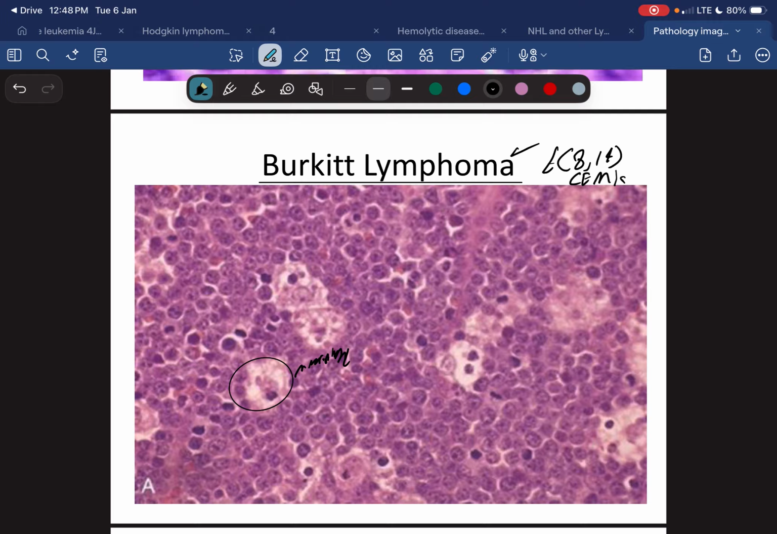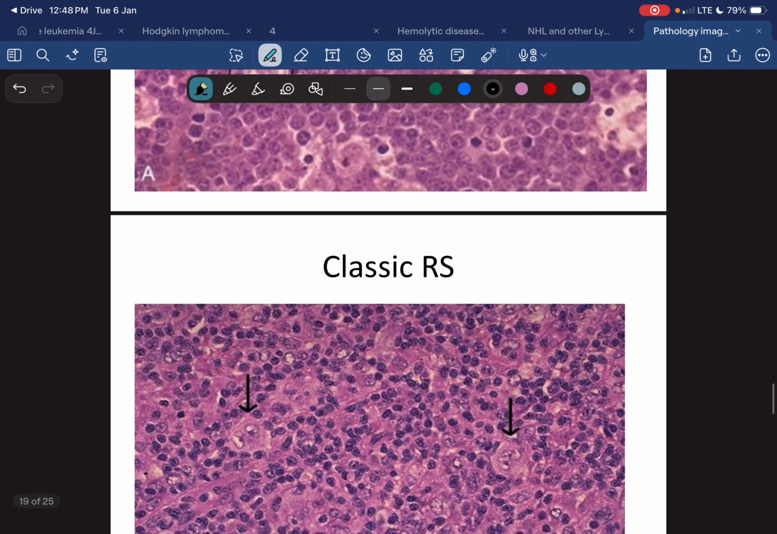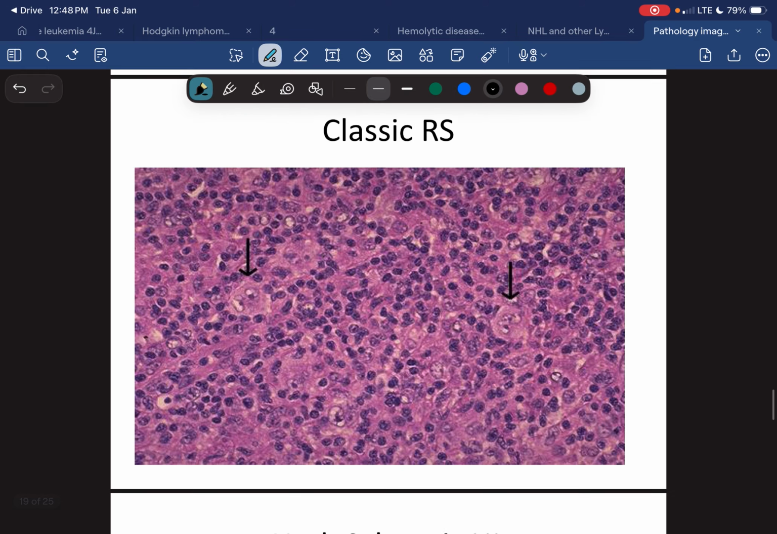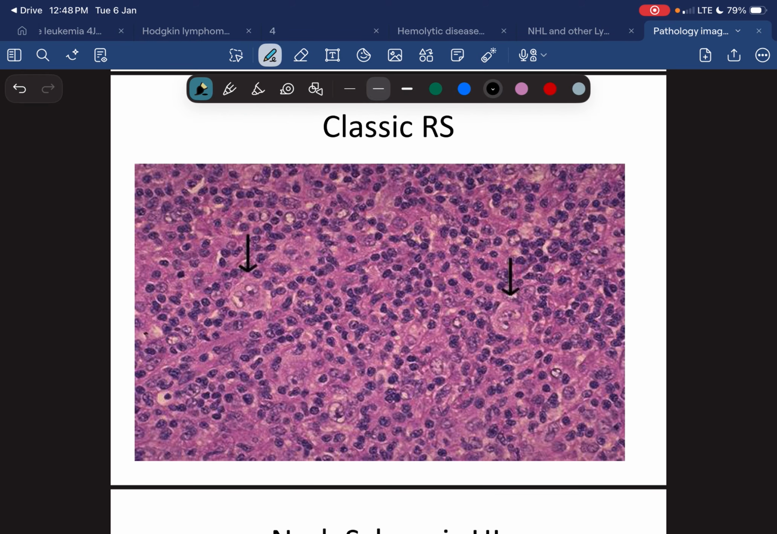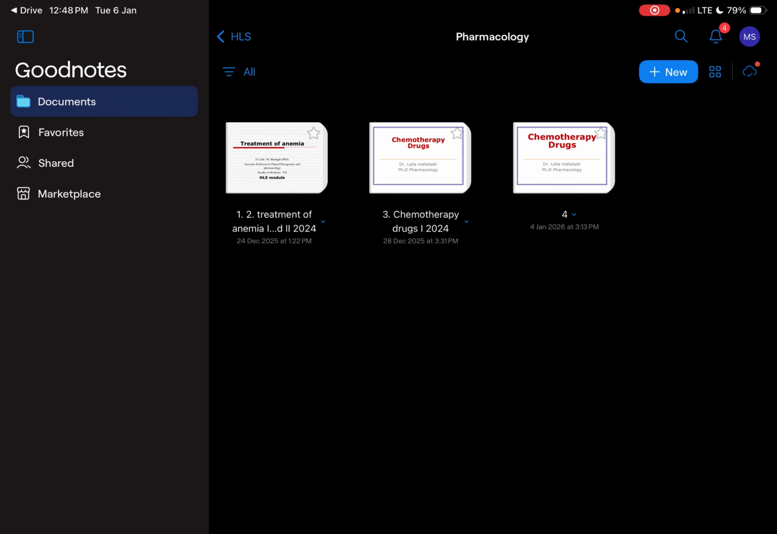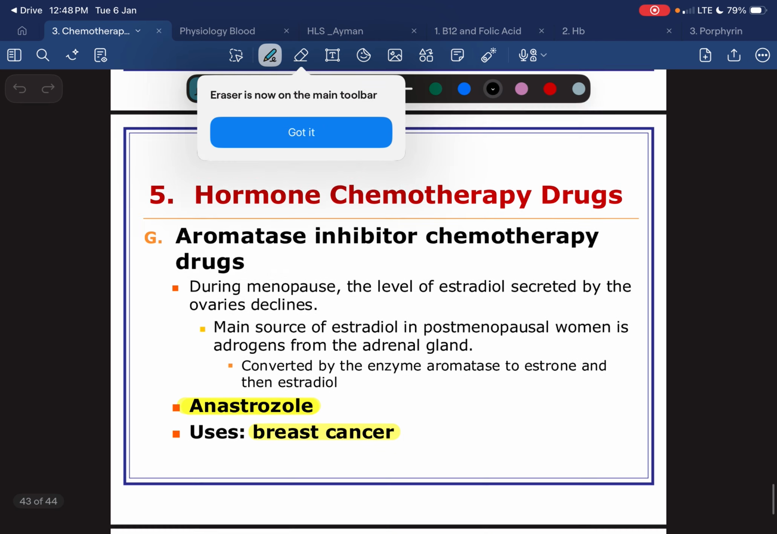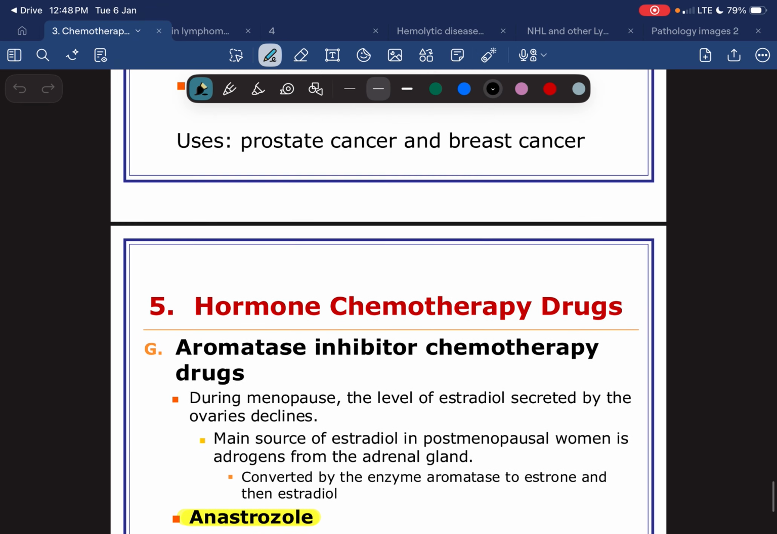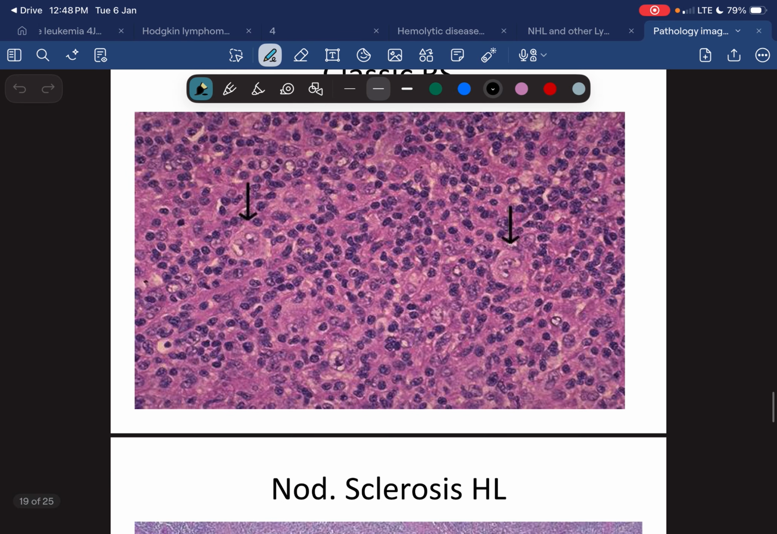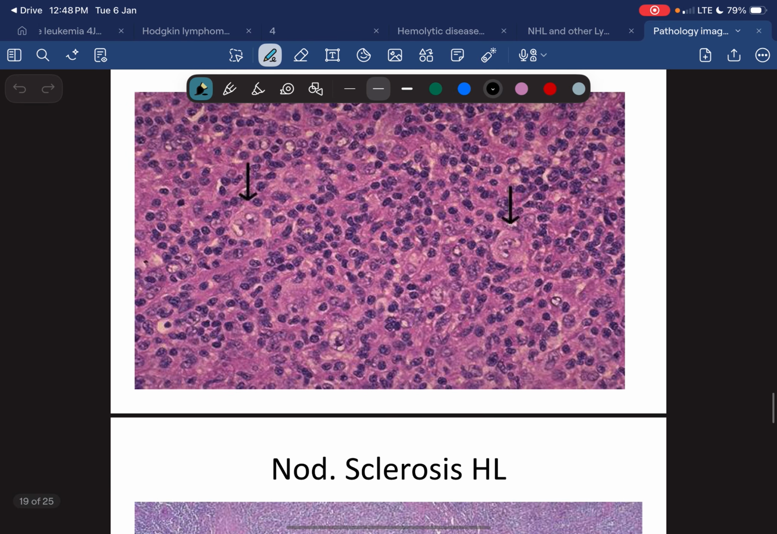Hodgkin lymphoma characterized by the presence of RS cells in 4 types. In the classical subtypes, the RS cells have the classic variants or morphology with binucleated or bilobated multinucleated cell, large cell with owl eye appearance. Okay?